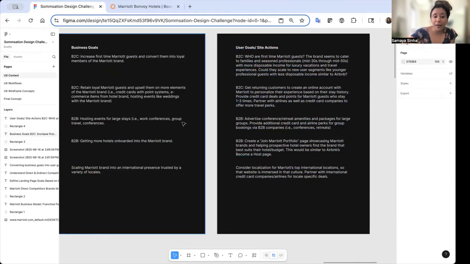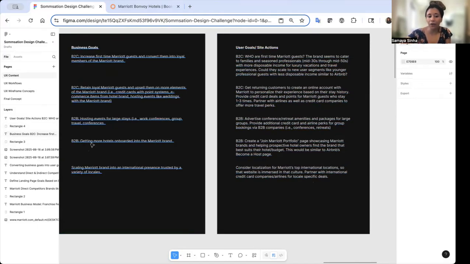From a B2B perspective, hosting events for large stays like work conferences and group travel. So how can we, from a B2B perspective, advertise conference and retreat amenities and packages for large groups and provide additional credit card and airline perks for group bookings via B2B companies for those types of conferences and retreats?